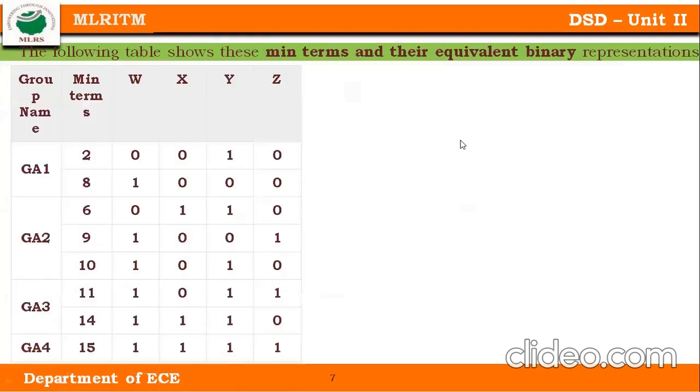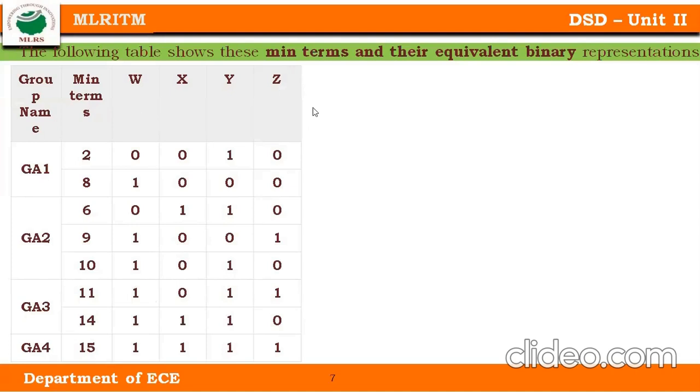Then this is a table, and these are the group names in ascending order: group 1, group 2, group 3. You can write anything. The minterms 2 and 8 have only 1 one here. Next 6, 9, 10 have 2 ones in binary value. Then group 3 has 3 ones, group 4 has 4 ones. So these are arranged in ascending order.